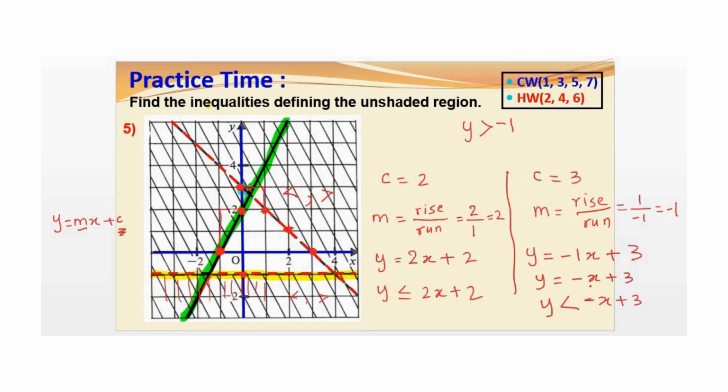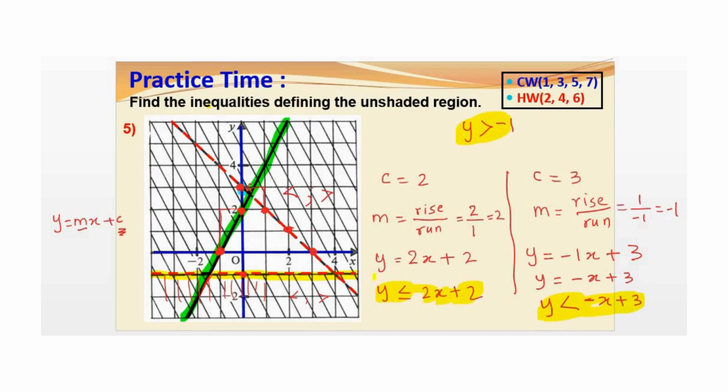Sometimes they move this x to the other side and write it as y plus x is less than 3. Right, so this one is also correct, this one is also correct, because they are only moving the x to this side. Okay, so here are the 3 answers. This is the first inequality, this is the second inequality, and this is the third inequality.